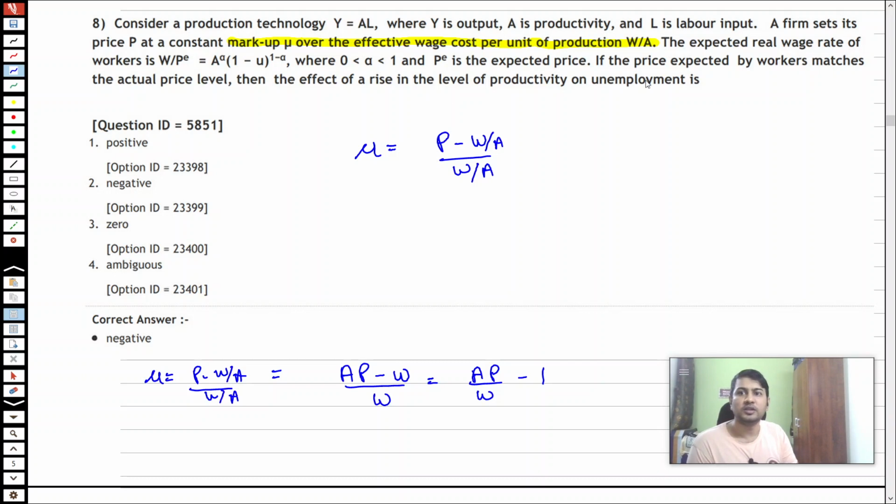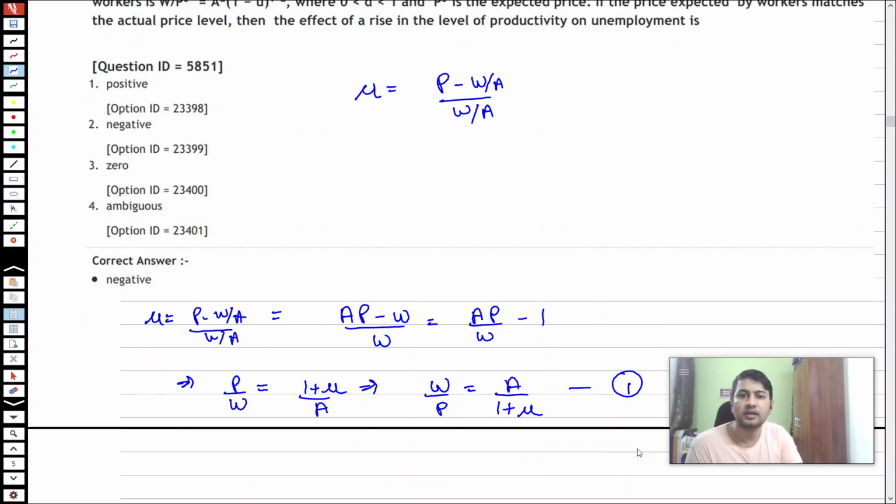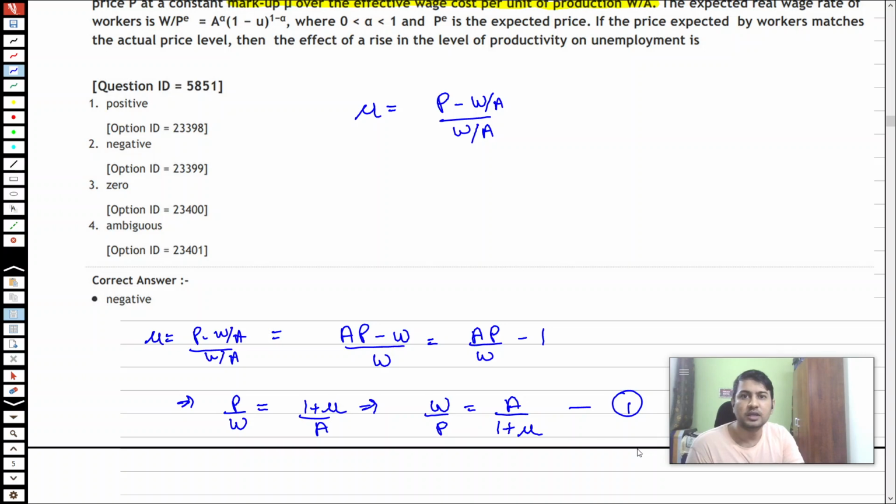Now the real wage rate of workers is W by P. So if I rearrange this, what I get is that P by W is equal to (1 plus mu) by A, which implies W by P equals A upon (1 plus mu). So let me call this equation number 1, right? And equation number 2 is given to me by W by PE equals A to power alpha into (1 minus U) to power alpha.